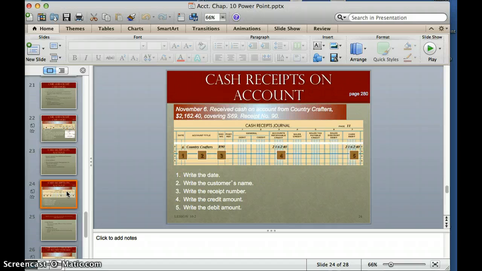The receipt number. Then you're going to write in the credit amount. What did they pay us? So that's our accounts receivable credit for $2,162.40. And then this is a fairly easy transaction. Then we're going to debit cash for the same amount. So they paid us the same amount. We put it on their account. We debit our cash.